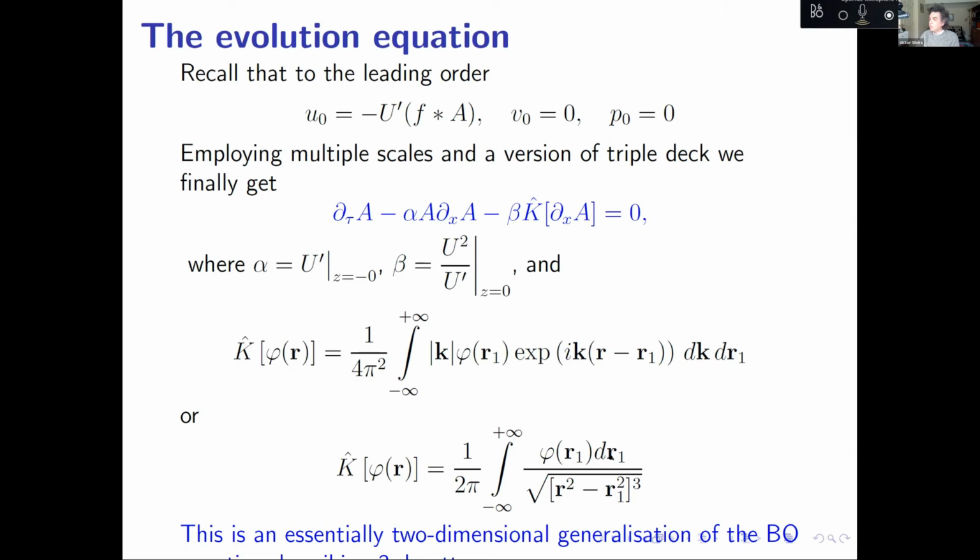The integration is with respect to horizontal coordinates. But this form is more illuminating in my view. Okay, so this is the evolution equation. This is the usual typical nonlinearity, and this is the dispersion which corresponds, as you could see from this form, to essentially a two-dimensional generalization of the Benjamin-Ono equation.